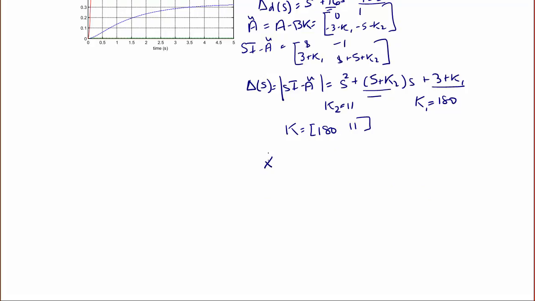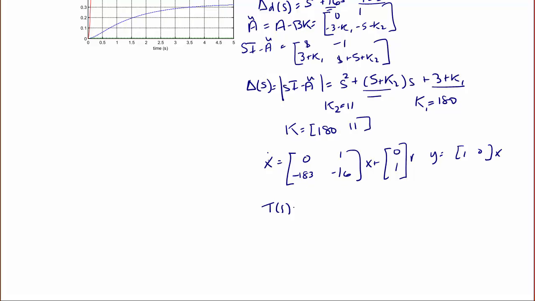So ẋ is equal to the following A matrix, now that we have our controller gains: [0, 1; -183, -16]x + [0; 1]R, and y is equal to [1, 0]x. So T(s) is equal to C times (sI minus à) inverse B plus D, but we know there is no D, it's 0.